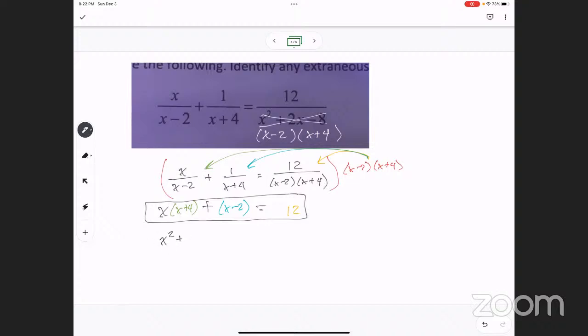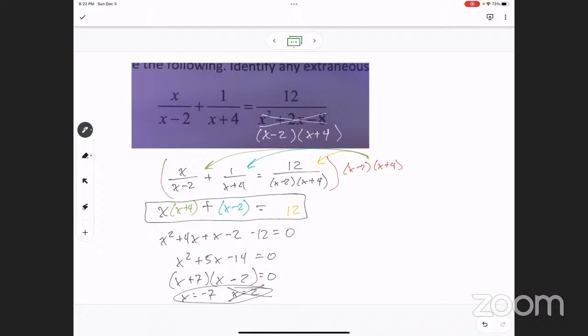I can distribute that in, add it together, and subtract the 12 over while I'm at it. So x squared plus 5x minus 14 equals 0. And that's just going to be positive 7 and negative 2. X equals negative 7 and x equals positive 2. Check your answers. Which one is extraneous? 2 is extraneous, so see you later. And negative 7 probably works if you plug it in. So x equals negative 7 is your answer.